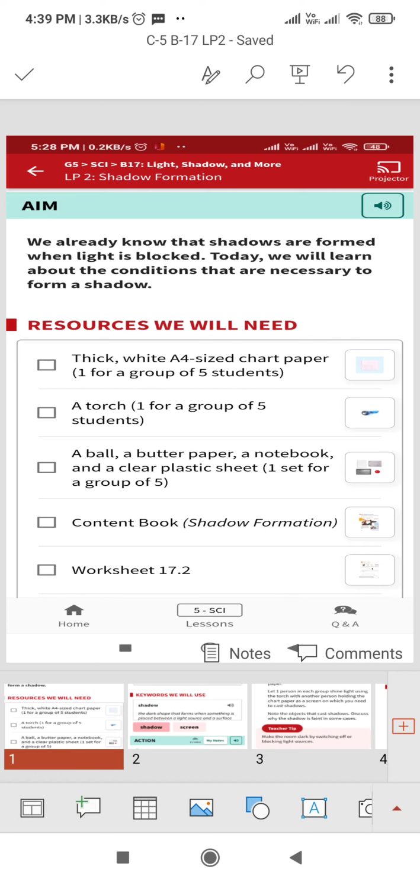Hello everyone. So today we will be doing block 17 LP2. Name is shadow formation. So what is our aim over there? Here we will learn about the conditions that are necessary to form a shadow. Means what things are required to form a shadow. The resources that you need are thick chart paper, one torch, ball, butter paper, notebook and a clear plastic sheet.